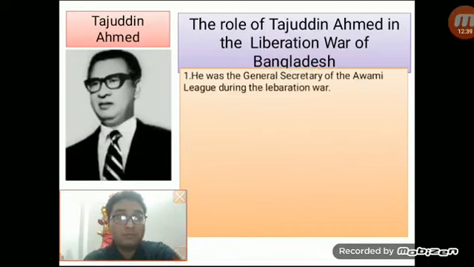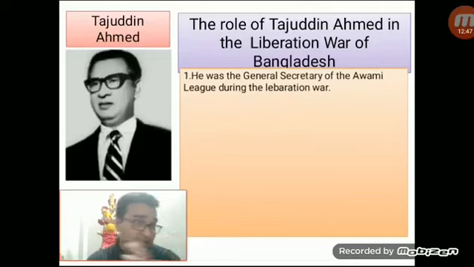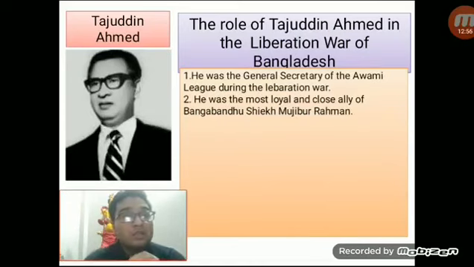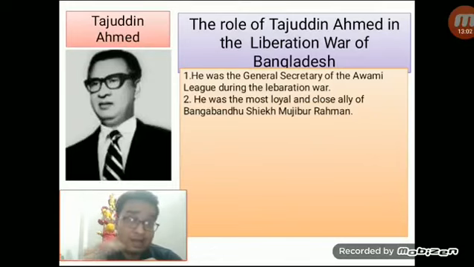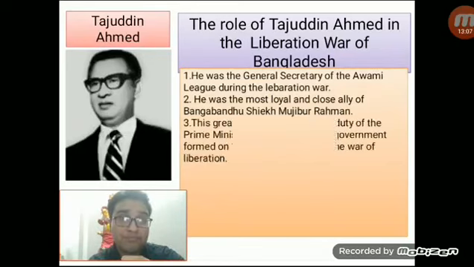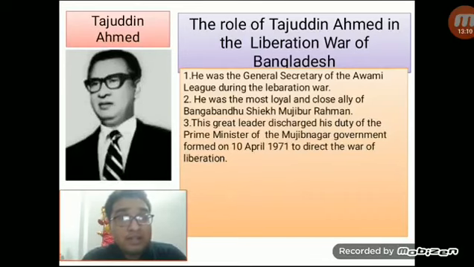First of all, he was the general secretary of the Awami League during the liberation war. That means he was the second person of the East Pakistan Awami League. Then he was the most loyal and close ally of Bangabandhu Sheikh Mujibur Rahman, meaning he had a very good relationship with our great leader. Then this great leader discharged his duty as the Prime Minister of the Mujibnagar government, formed on 10 April 1971 to direct the war of liberation.